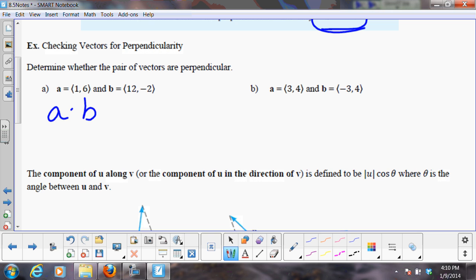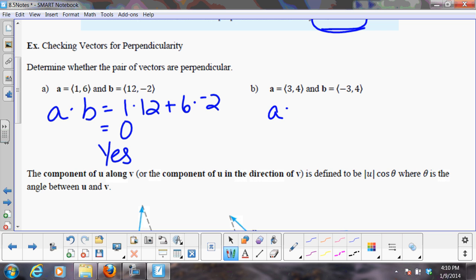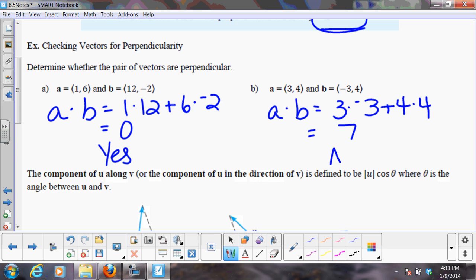So if we need to figure out whether they are orthogonal or not, I just have to do their dot product. Well, this equals 0. So yes, they are orthogonal. Oh, oops, I don't want that arrowhead there. 3 times negative 3 plus 4 times 4. This is not going to equal 0. This is 7. So this would be a no.